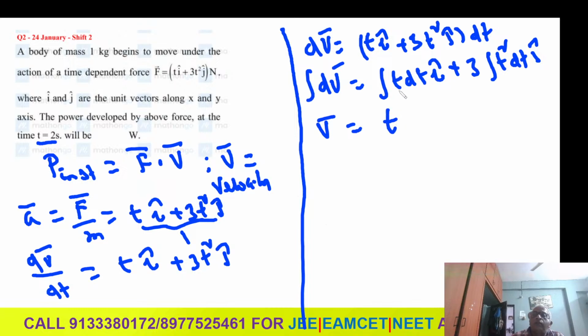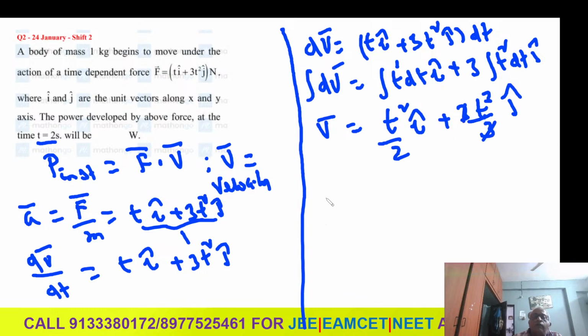Integral x to the power of n dx is equal to x to the power of n plus 1 by n plus 1. Integral t to the power of 1 is not differentiation, it is integration. t to the power of 1 plus 1 by 2. So t square by 2 into i cap, plus 3 into t cube by 3 into j cap. 3 gets cancelled here. This is the velocity vector.